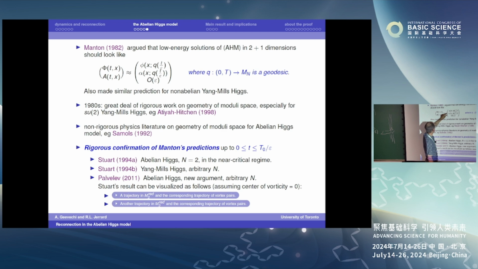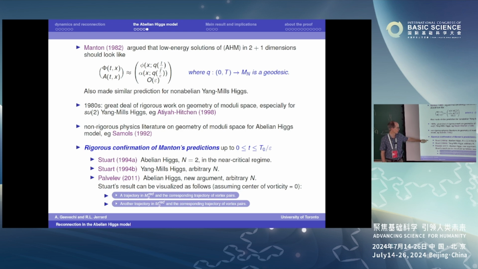And so the suggestion was that at every time the configuration should look like one of these. It should be close to a static solution with parameters, and the parameters evolve by geodesic flow in the moduli space. Okay. He also made a solution for the non-Abelian Yang-Mills Higgs model. Motivated in part by this, in the 1980s, a great deal of rigorous work was done on the geometry of moduli space, especially for this non-Abelian model. There's some non-rigorous physics literature.